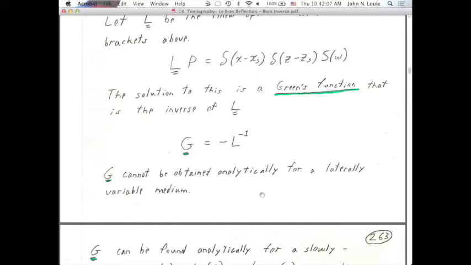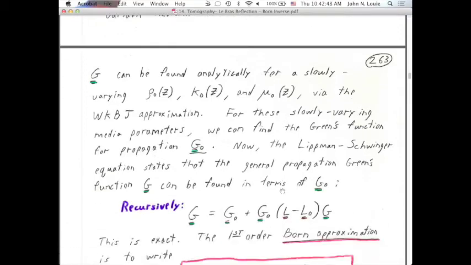And you can't get that Green's function analytically for a laterally variable medium. In one dimension, you can write down the Green's function pretty easily. Hopefully you've actually done that in the past, one dimension, constant velocity. For a vertically variable medium, it's complex, but you can create it. But for a laterally variable medium, you can't write it down very easily.